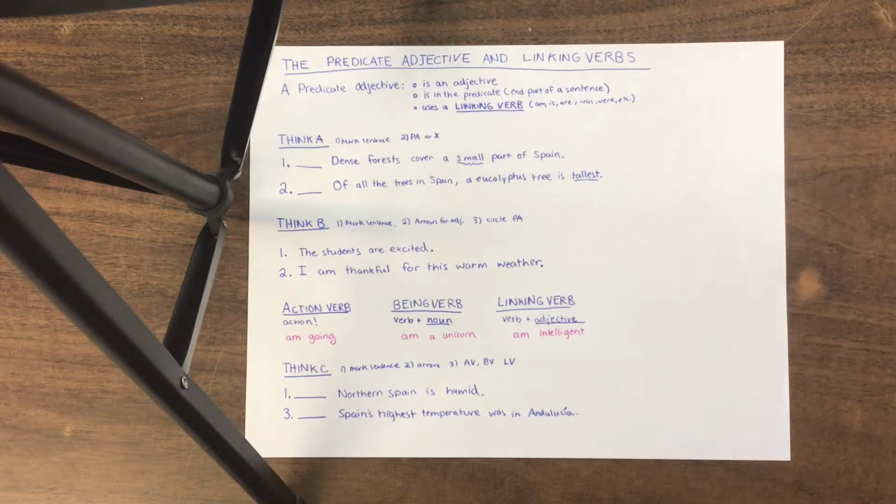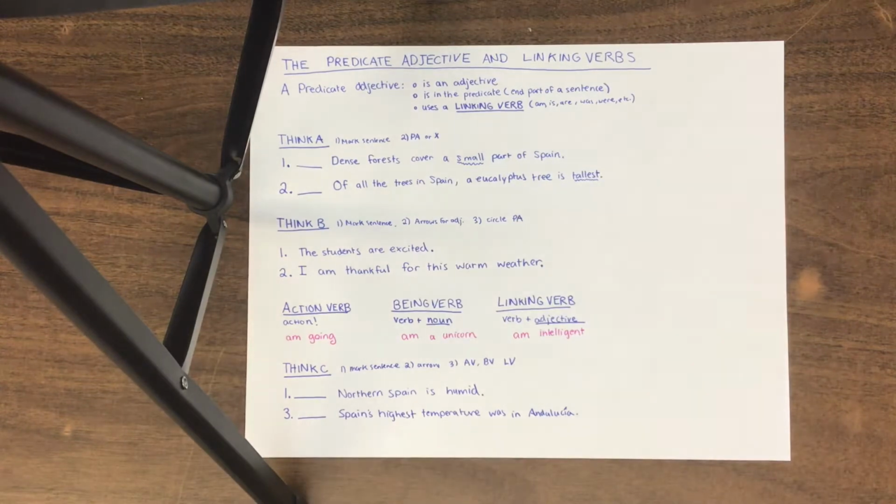Morning, grade 4s. Today we are going to talk about something called the predicate adjective, which is a big fancy word that means an adjective that comes after the verb. So, in order to have a predicate adjective, you need to have three things.